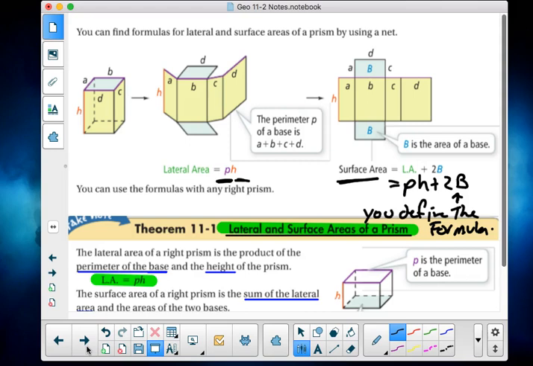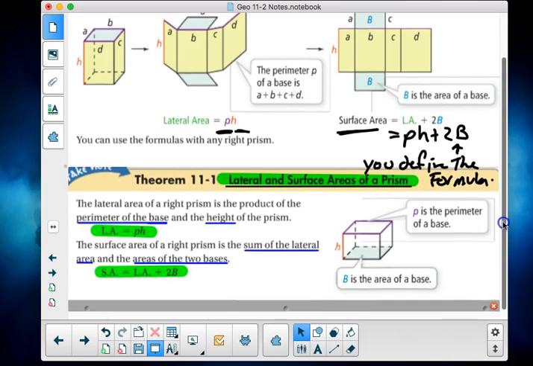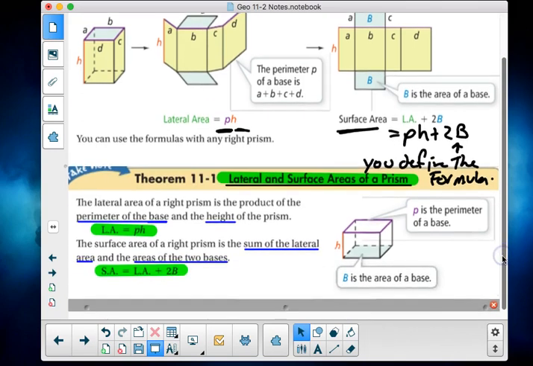Big B represents whatever that formula is going to be when we talk about these formulas. So now I'm looking at the lateral and surface areas of a prism. The lateral area of a right prism is the product of the perimeter of the base, that's P, and the height of the prism, that's H. That's perimeter times height gives me that rectangle.